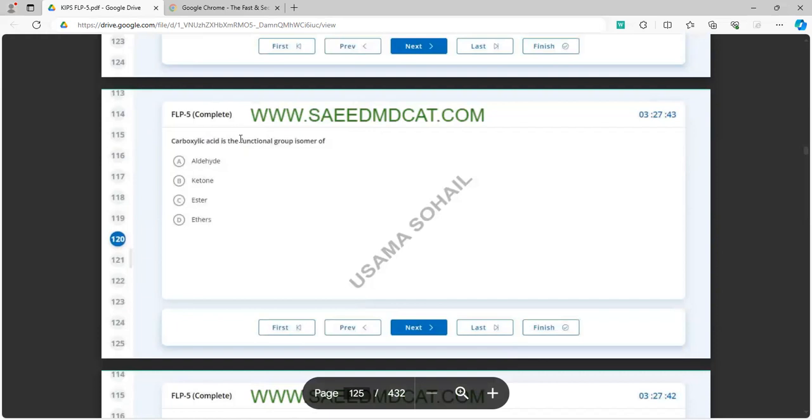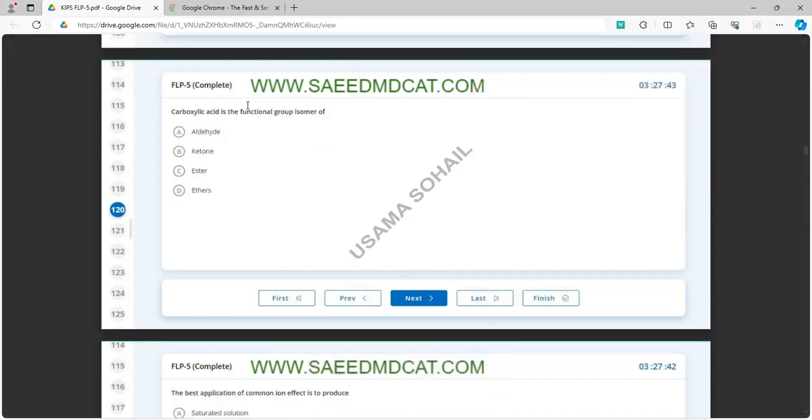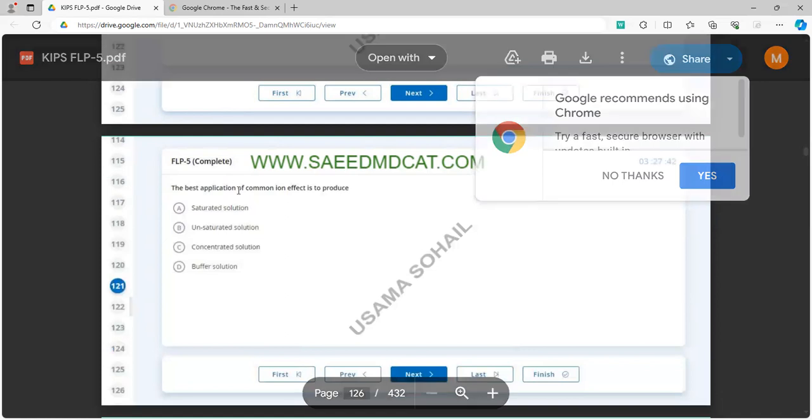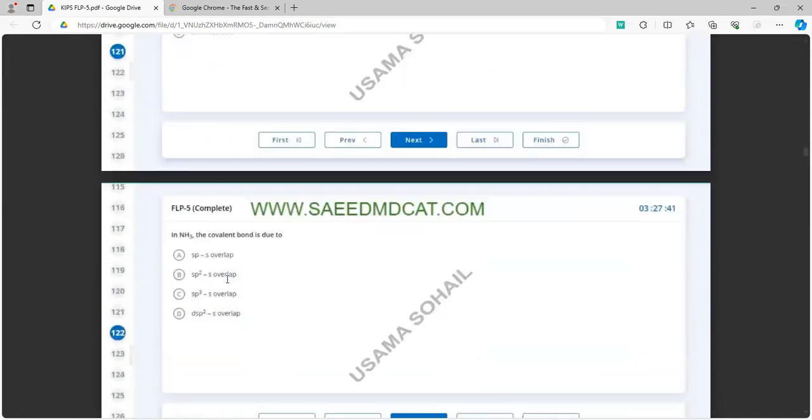Now, carboxylic acid is the functional group isomer of, so it's basically of C. What is the functional group of carboxylic acid? It's C double bond OOH. So they've asked in which group the functional group is already involved? It's in a ketone. Now, the best application of the common ion effect is to produce a buffer solution.